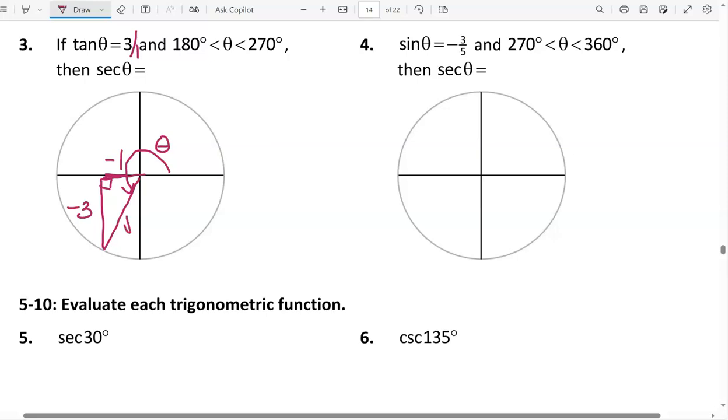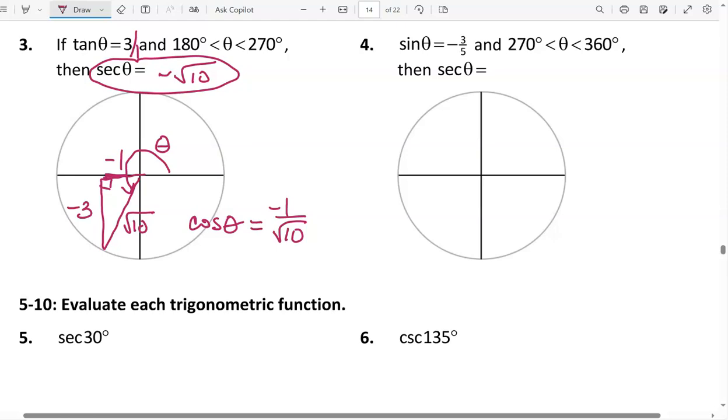We can do the Pythagorean theorem to figure out what the hypotenuse is. It's square root of 10. And so we're asked for the value of secant of theta. Now secant is the reciprocal to cosine, so cosine is adjacent over hypotenuse. I'm not going to rationalize that because to find secant, I'm just going to take its reciprocal. And so secant of theta is -square root of 10.